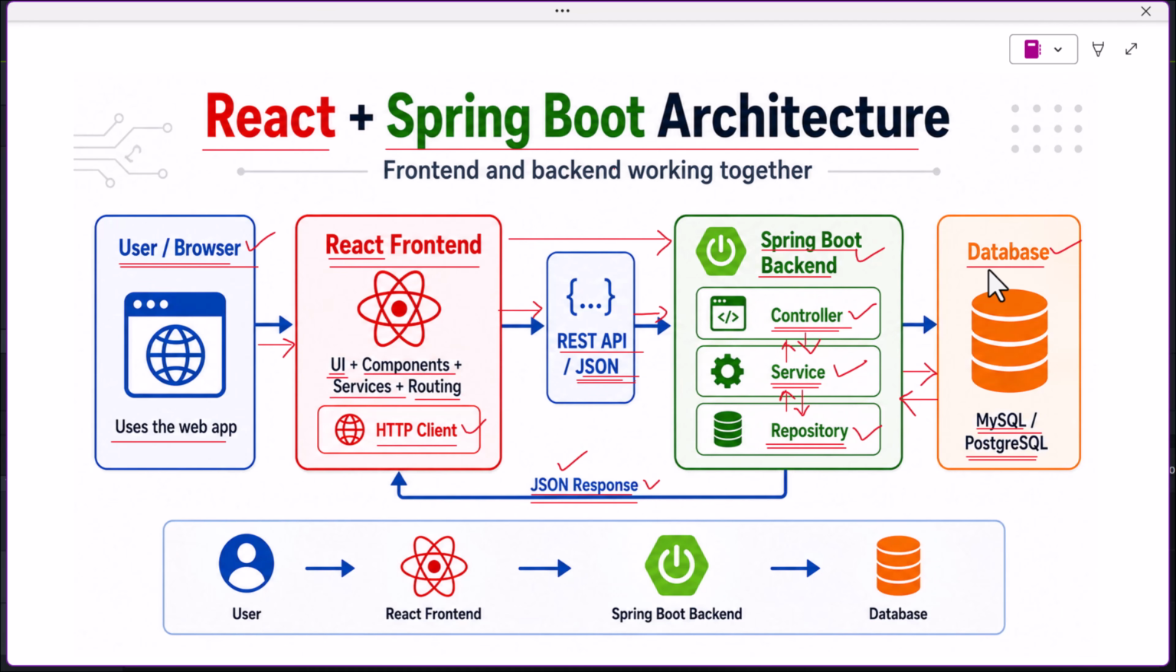So remember the quick rule. React is the front end. Spring Boot is the backend. REST API and JSON connect them together. And the database stores the actual data. That is React plus Spring Boot architecture explained in a simple way.